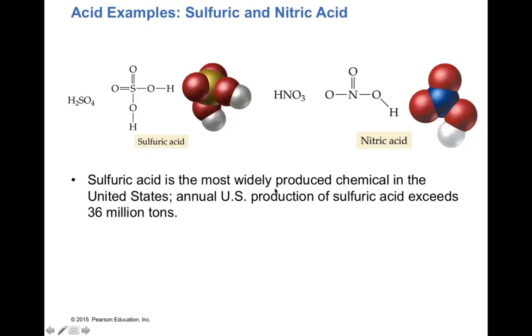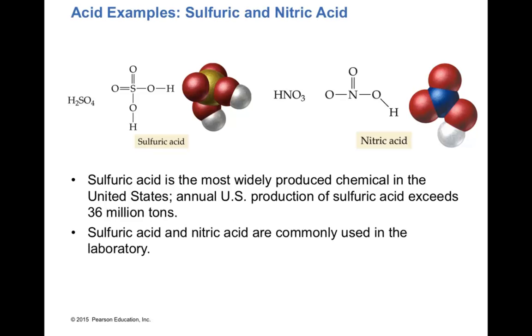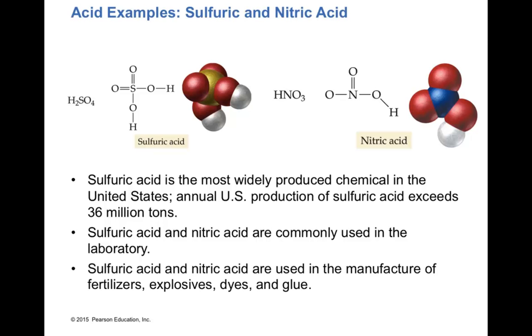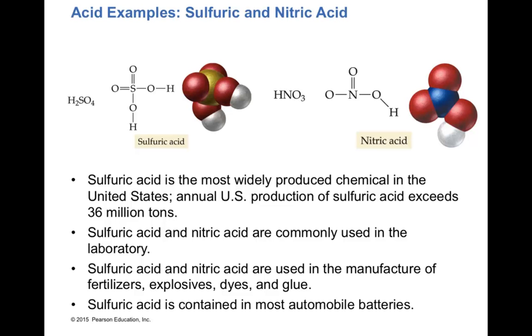Sulfuric acid is the most widely produced chemical in the United States. Annually, the U.S. production of sulfuric acid exceeds 36 million tons. Sulfuric and nitric acids are also commonly used in labs. Both of them are used in the manufacture of fertilizer, explosives, dyes, and glue. Also, sulfuric acid is contained in most automobile batteries.